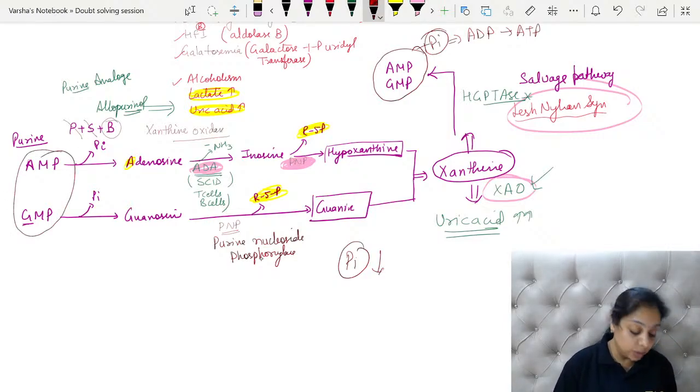This level will increase, then what you will see? You will again see uric acid, because it's going to be accumulated. Then the system will think, okay, let's break it down. Then the uric acid will be increased.